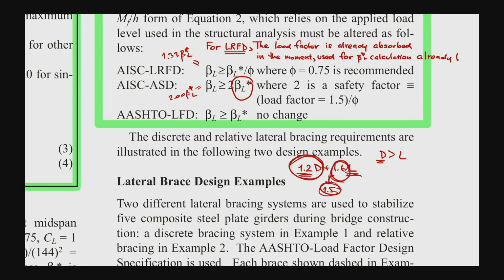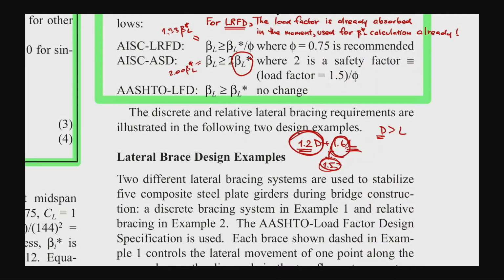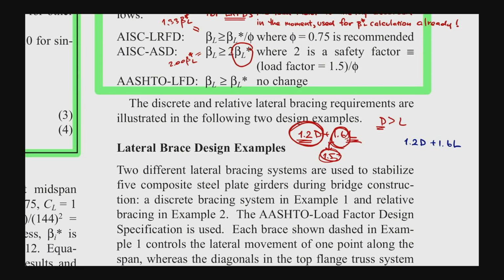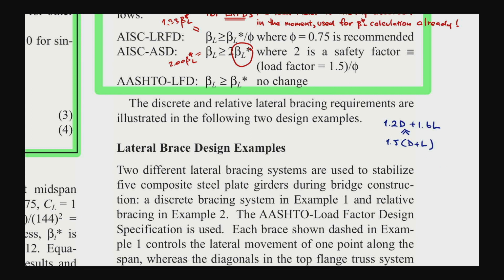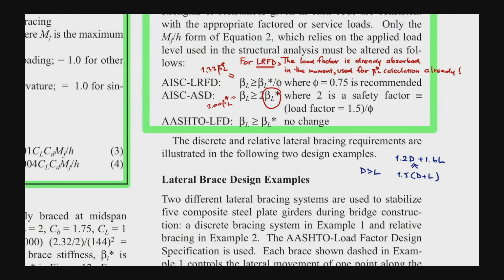In fact, to write it down nicely: 1.2 dead plus 1.6 live. So here the simplification is 1.5 times the dead and the live, right? Which is going to be bigger than 1.2 to 1.6, because the fact is that the dead load is more than the live load, right? If your span is really short, you might bump into the problem like that, but in a normal structure you will rarely find a case where you have the dead load less than the live load.